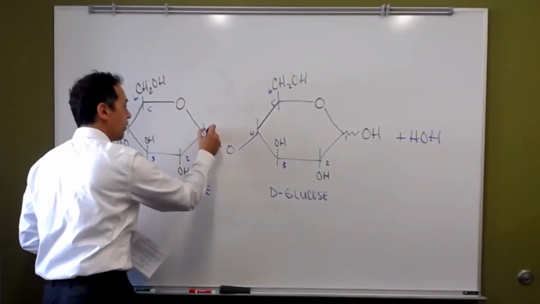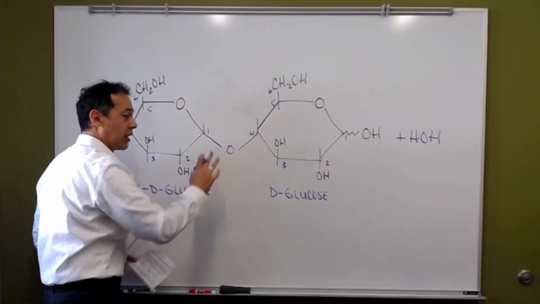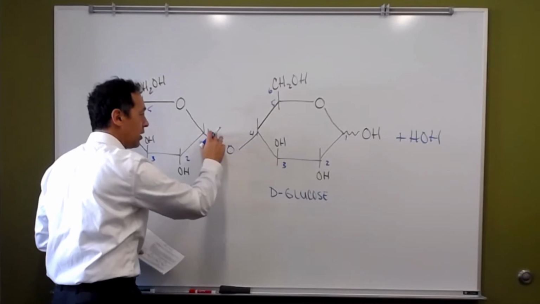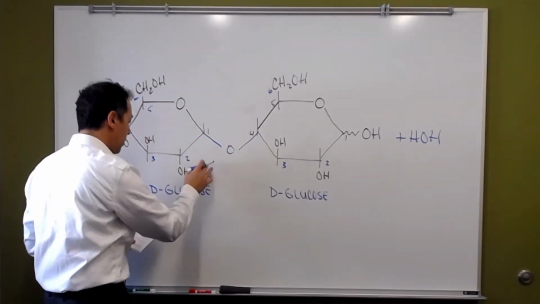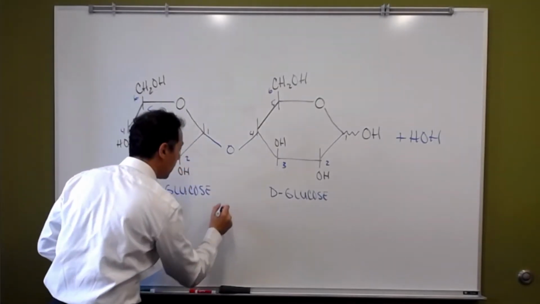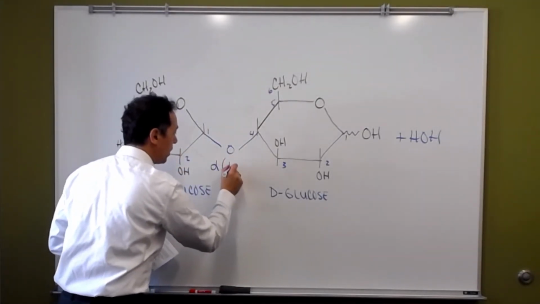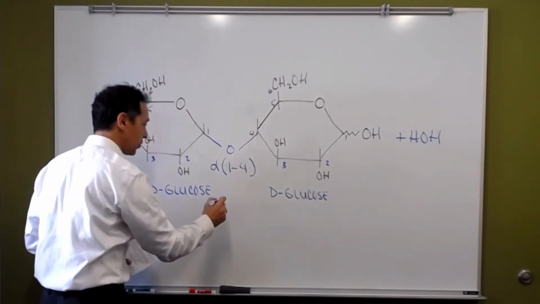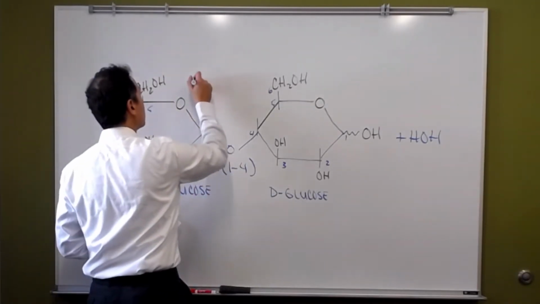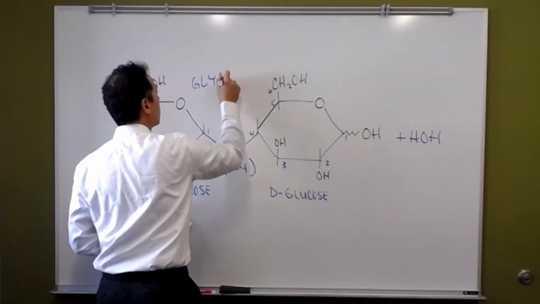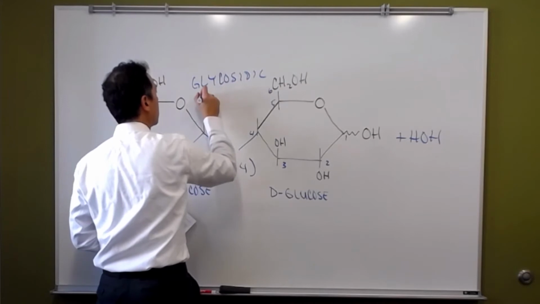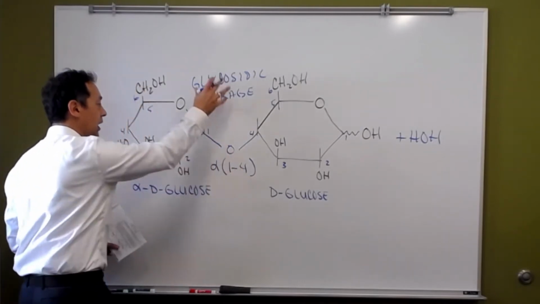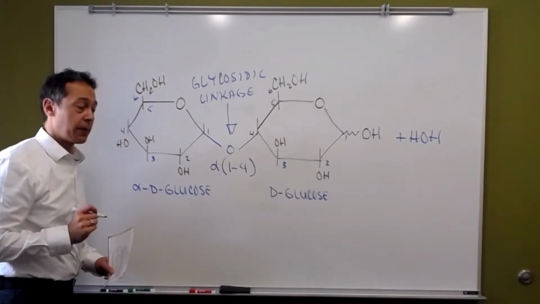And we have a fancy name for this. We call this a glycosidic linkage. And this one here has a name. It's called 1,4, and it's alpha, and that's because it's going down like this. So we call this an alpha 1-4 glycosidic linkage. So it's an alpha 1-4 glycosidic linkage right here like this.